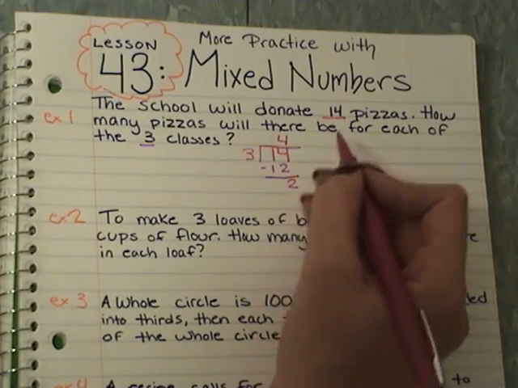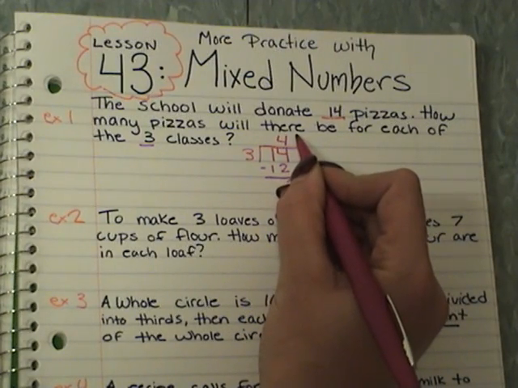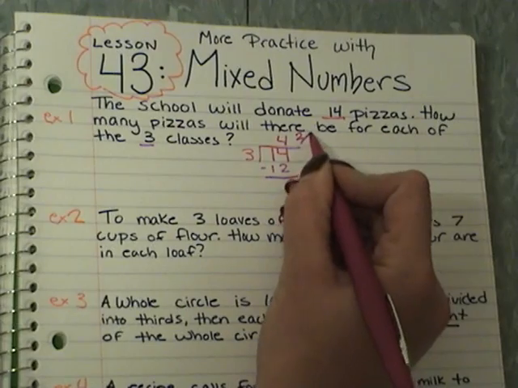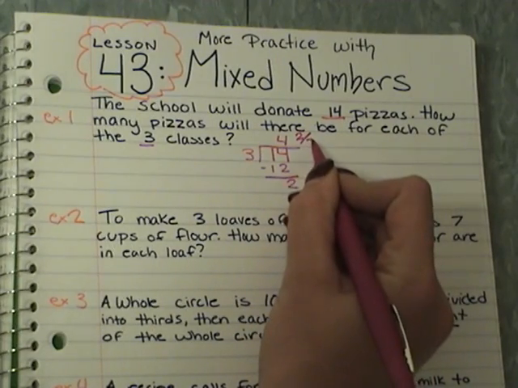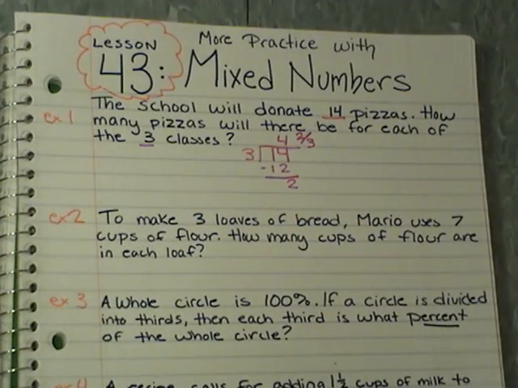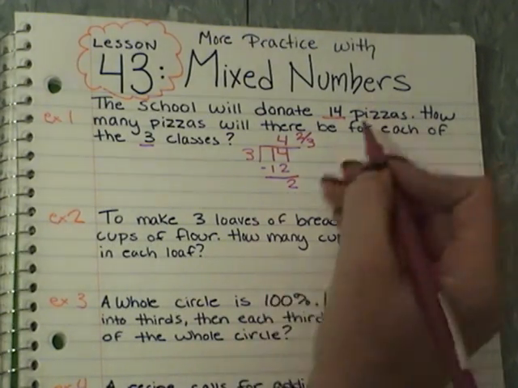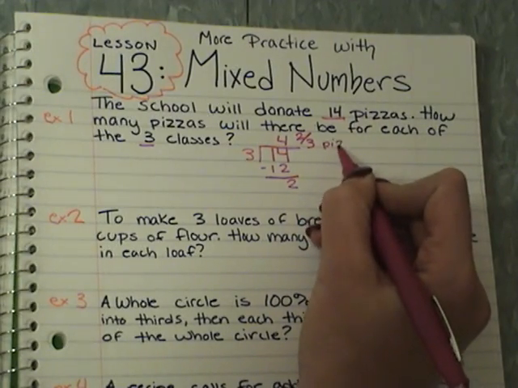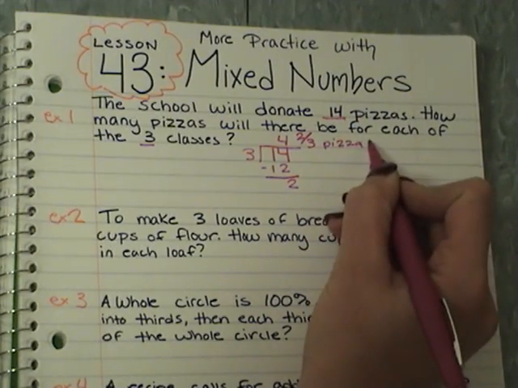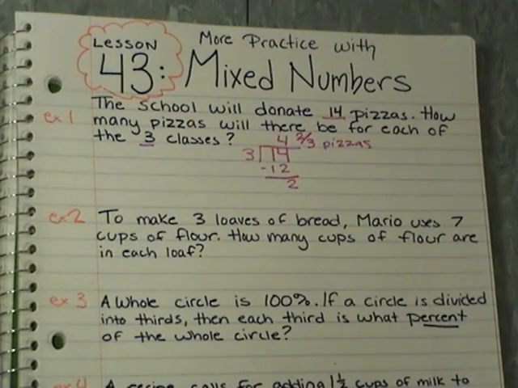But if you remember, my answer becomes a fraction. So I put my 2. How many am I out of? My divisor, my 3. So 4 2/3 of a pizza for each class. Don't forget, you can put pizzas right here. All right, the next one.